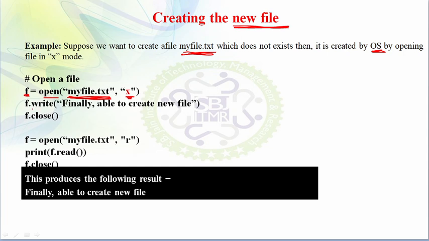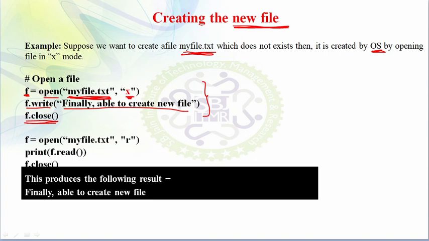And now we will start writing the contents into this file by using the f.write. So we are writing the content, finally able to create new file, and next we will close the file. Remember, with these statements we have only created a new file and we have written the contents using the f.write. This will not print any output.